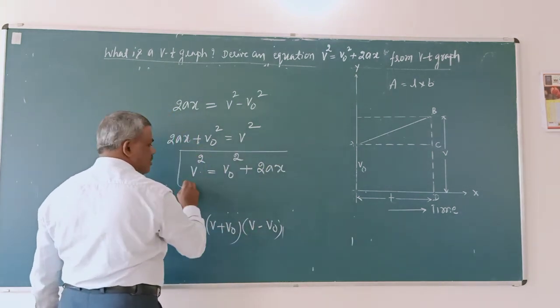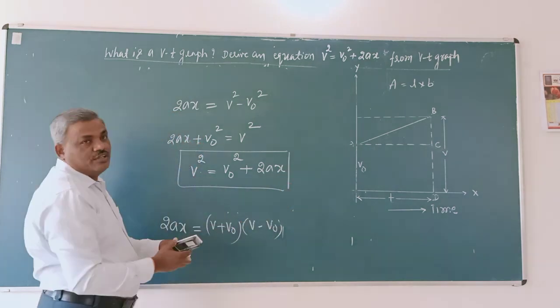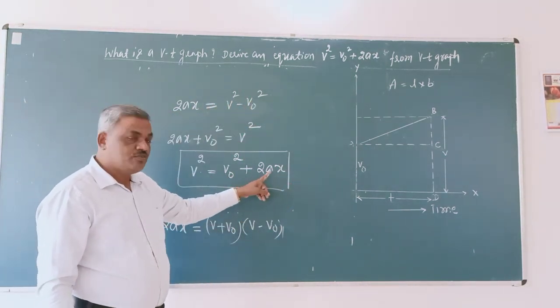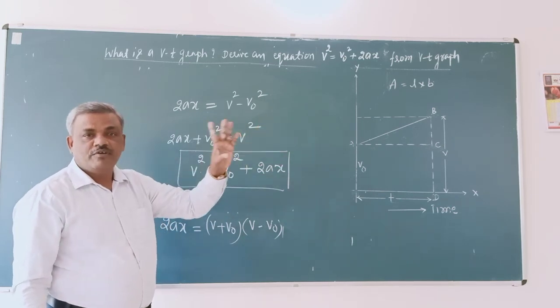So this is the third equation of motion. Derive the equation V square equal to V naught square plus 2ax from the VT graph.